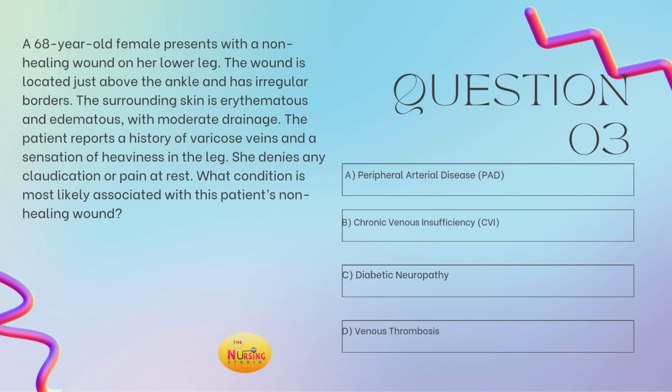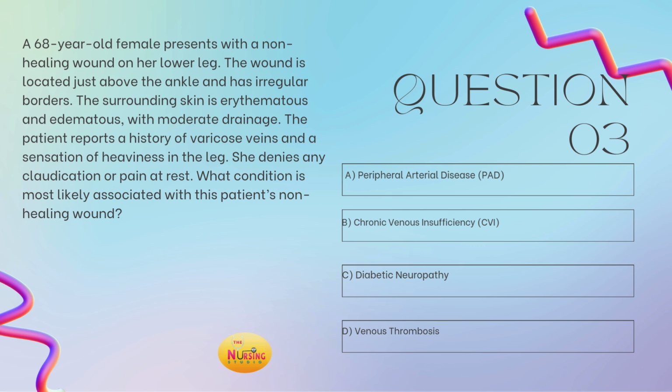A 68-year-old female presents with a non-healing wound on her lower leg. The wound is located just around the ankle and has irregular borders. The surrounding skin is erythematous and edematous with moderate drainage. The patient reports a history of varicose veins and a sensation of heaviness in the leg. She denies any claudication or pain at rest.